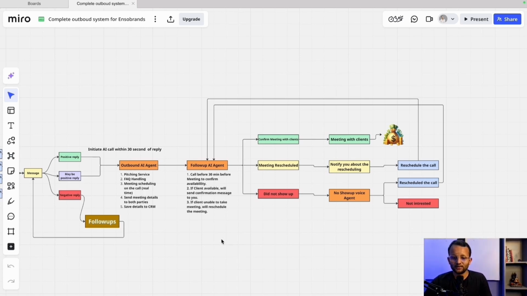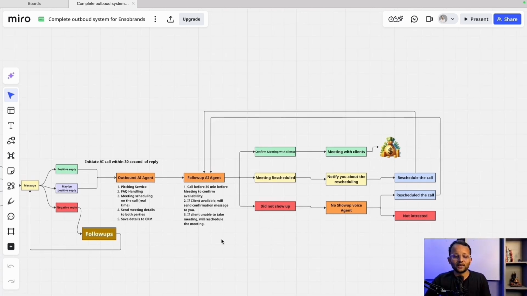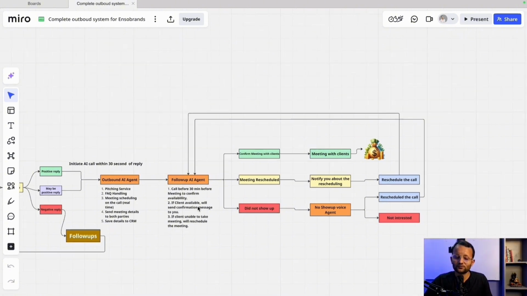Now after that, the customer agrees to schedule a meeting, and he shows interest in our product. Then there is a follow-up agent that calls the customer 30 minutes before. So understand, we are not losing the leads here. We are scheduling the meeting. We are following up before the meeting as well. So this follow-up agent calls 30 minutes before the actual meeting with any of our clients.